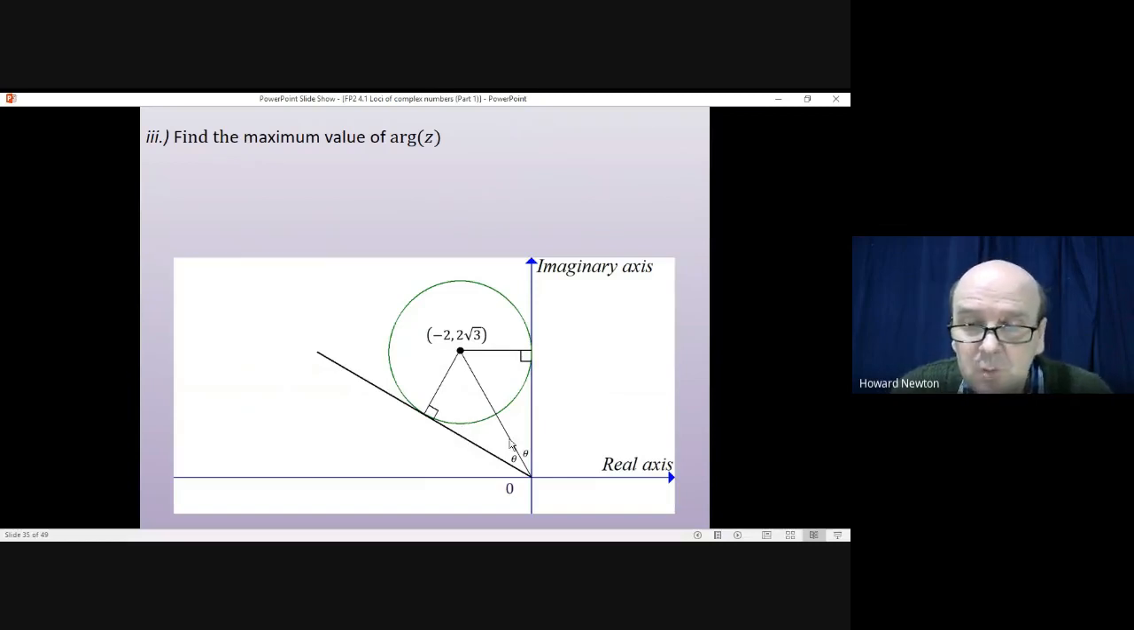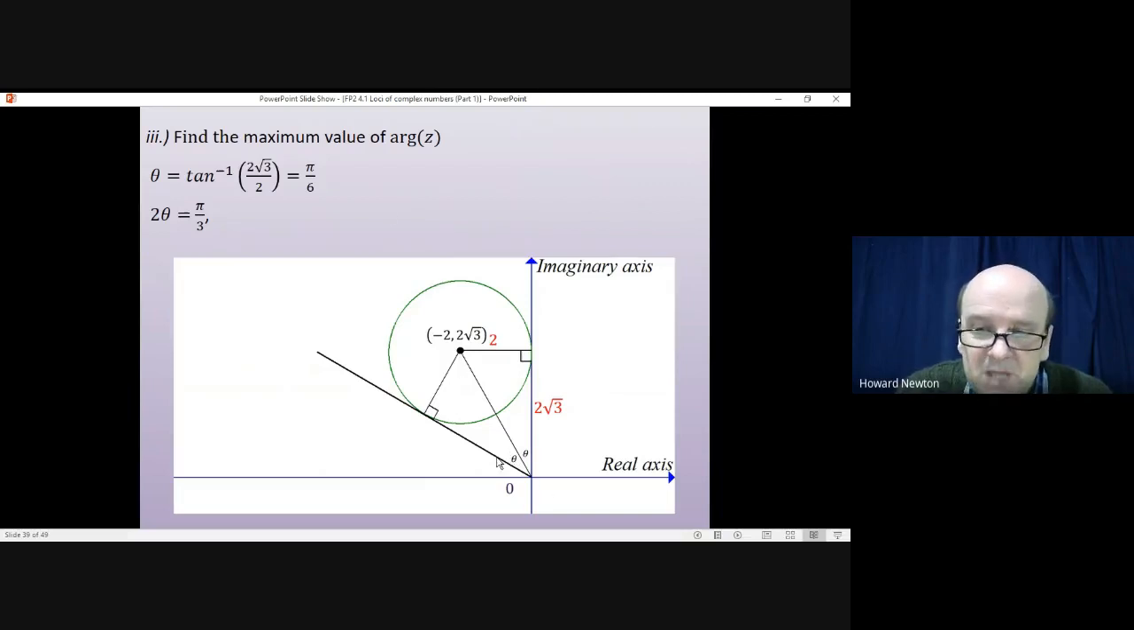We'll use trigonometry in order to find theta. This distance is 2 because the center is at minus 2. So that must be 2. And this distance is 2 root 3 because again, the center is at 2 root 3. So to find theta, we'll do inverse tangent of 2 root 3 divided by 2. That gives us pi by 6 radians. Now we actually need 2 thetas. So 2 theta will be double that, which is pi by 3 radians.